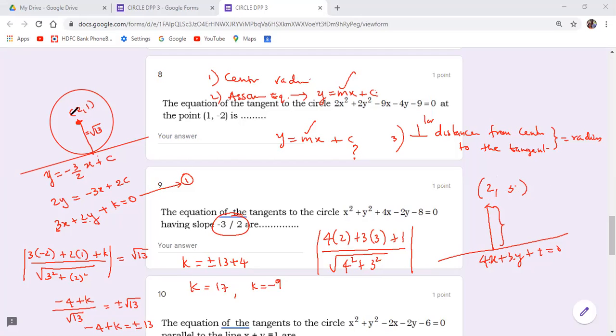Yes, sir. So what we did here, this is a point and this is the line. We substituted the point in the line, we got the numerator, and root of a square plus b square in the denominator. Is it clear? Yes, understood, sir.